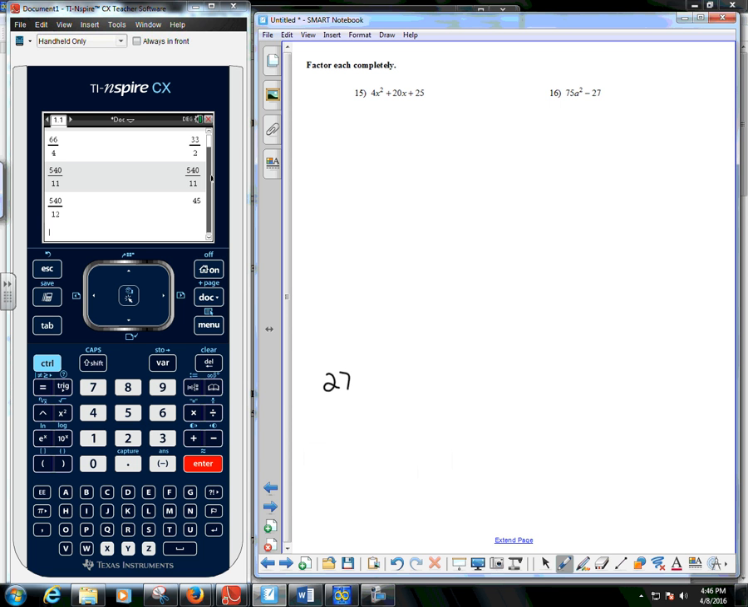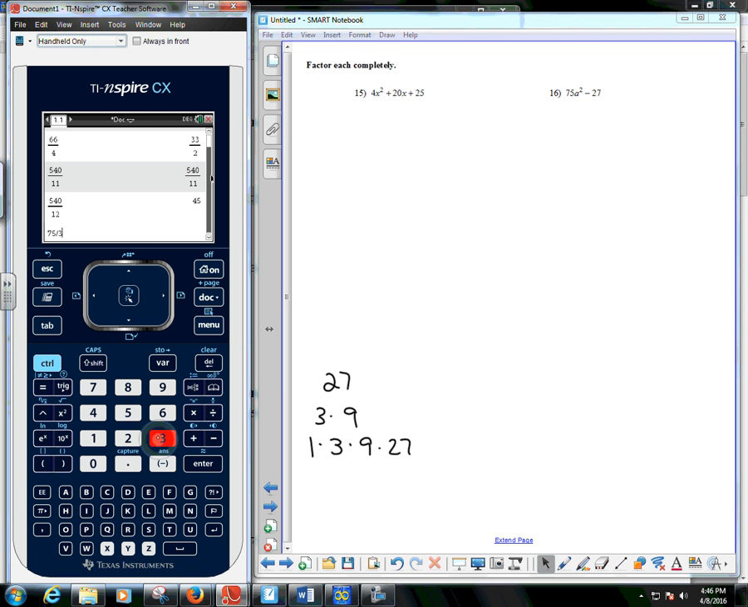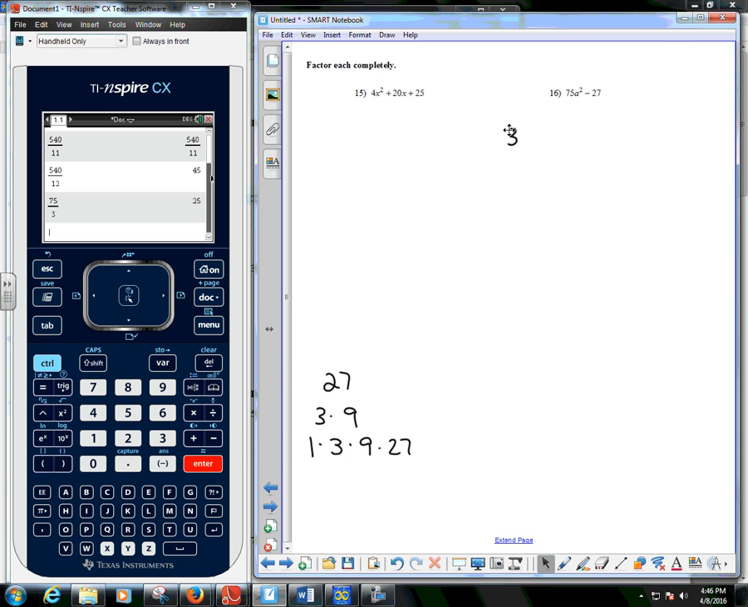So I'm going to think about the factors of 27. I know that 3 and 9 go into 27, so really the factors of 27 are 1, 3, 9, and 27. Of those, I know that 9 doesn't go into 75, and I'm pretty certain that 27 doesn't go into 75. So I'm going to say 75 divided by 3, and hopefully you think of money and go, well, that's just 25. So I am going to factor out a 3, and that's going to give me 25a squared minus 9.